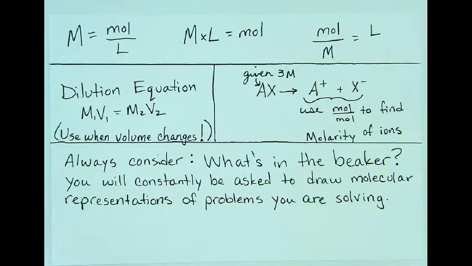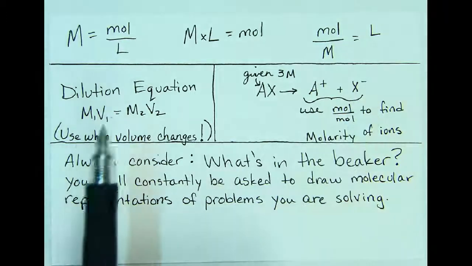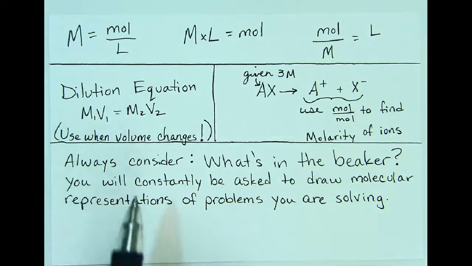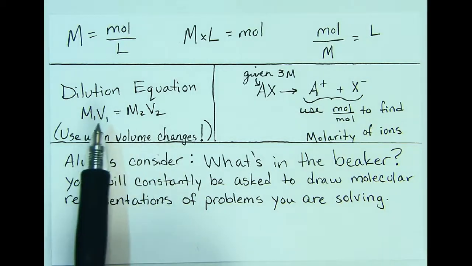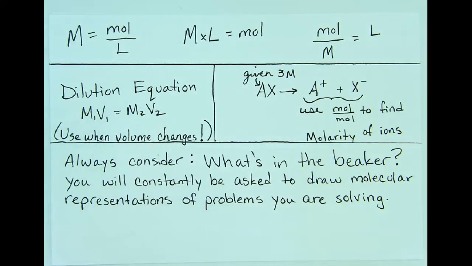Here's your note card for this section. Here are your 3 equations for molarity, and then the dilution equation, M1 times V1 equals M2 times V2. Anytime you have a volume change, or you've been given 2 different molarities of the same thing, then you're going to be using the dilution equation, or you have to consider it is a dilution.